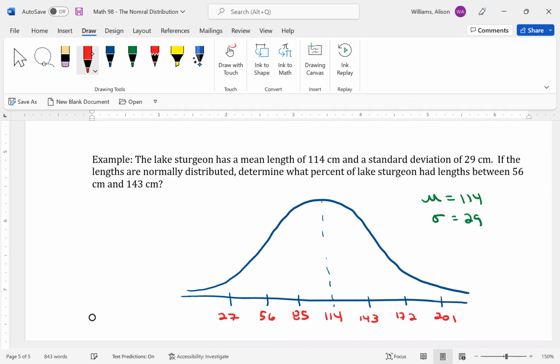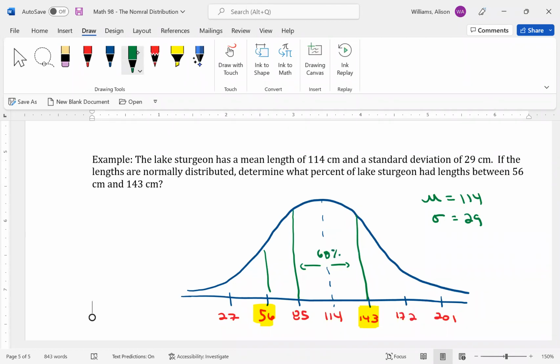Okay, so here we go. I see that 56 is the lower one, and the higher one was 143. Okay, so we have a little bit of a problem because 143 is 1 standard deviation away from the mean, whereas 56 is 2 standard deviations away. So for 1 standard deviation, we happen to know this is 68%. That's the empirical rule.